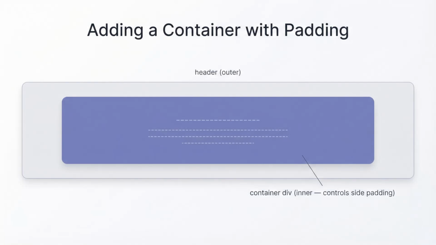The side padding you see in the header, that space between the content and the screen edge, comes from a container class applied to the inner div. The header itself stretches full width, but the container inside it constrains the content and adds consistent horizontal padding. This is a common and clean layout pattern.